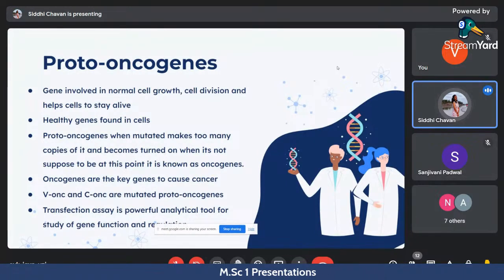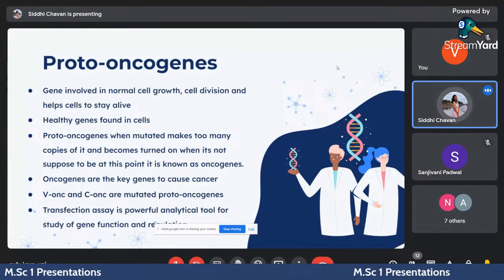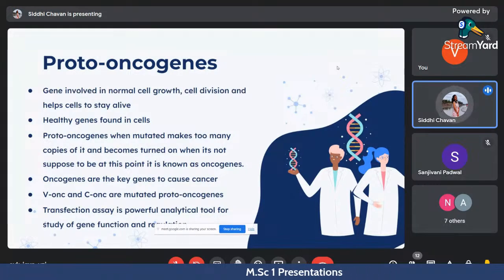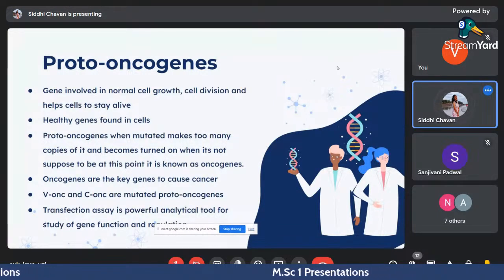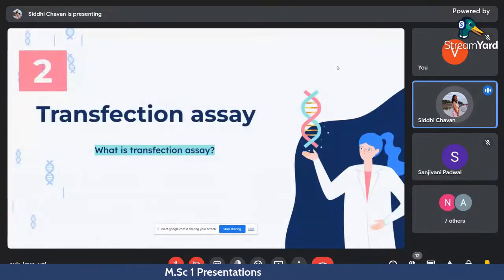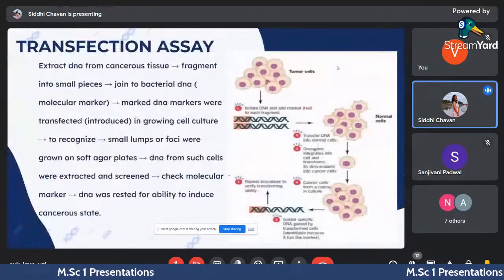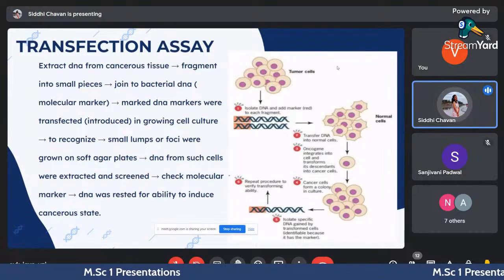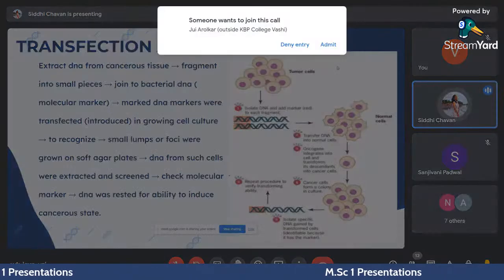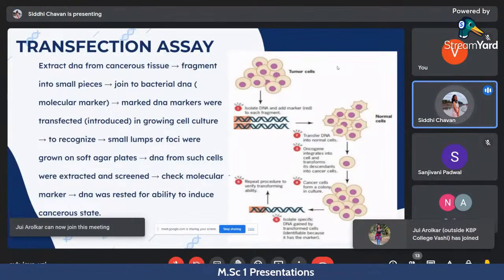The V-onc, or we can say viral oncogenes, and C-onc, or cellular oncogenes, are the mutated forms of proto-oncogenes. To study the gene functions and regulations of proto-oncogenes, transfection assay is one of the most powerful analytical tools used. So now let's look at what is transfection assay. Well, transfection assay is an assay used to identify DNA sequences which are capable of transforming normal cells to cancerous cells, or we can say it is used to identify mutant proto-oncogenes in the given tumor.